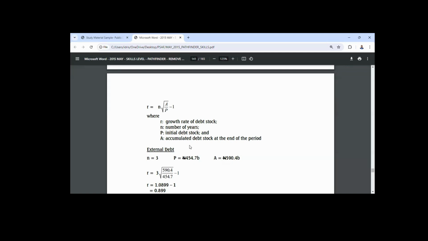For external debt, what is the external debt in 2011? External debt in 2011 is 454.7. A stands for accumulated debt at the end of the period. What is the end of the period in this question? 2014. What is external debt in 2014? External debt in 2014 is 590.40.